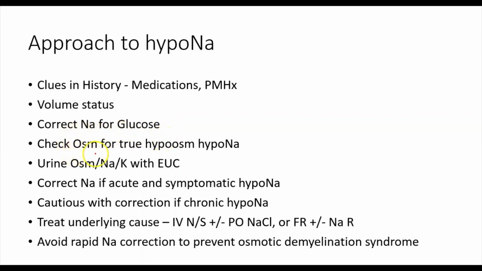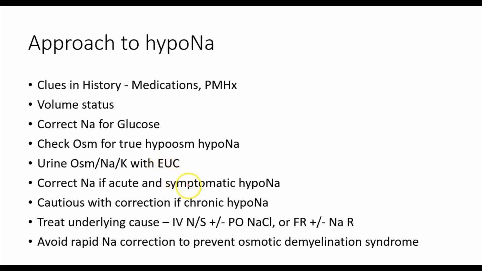Next, you want to check the osmolality of the serum to make sure that the patient has a true hypoosmolar hyponatremia, because a normal osmolality may suggest a pseudohyponatremia from excess lipids or proteins in the blood. You can then further investigate the hyponatremia if it is a true hypoosmolar hyponatremia using a urine osmolality, which reflects ADH activity, a urine sodium, which reflects renin-angiotensin-aldosterone system activity, and a urine potassium to calculate the urine to serum cation ratio, along with an EUC to check the renal function and the sodium levels and other electrolytes.